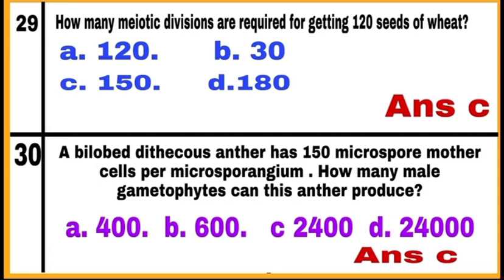Question 30. A bilobed dithecous anther has 150 microspore mother cells per microsporangium. How many male gametophytes can this anther produce? There are 4 microsporangia in an anther. So, total 600 microspore mother cells are there, which will undergo meiosis and will give 2400 male gametophytes. So, here mark C as a correct answer.